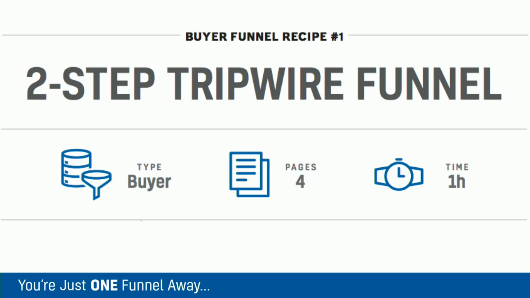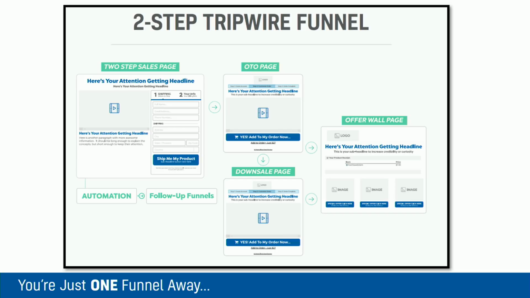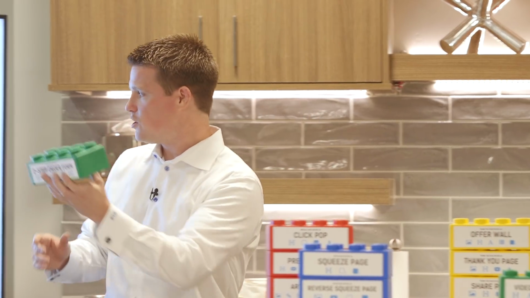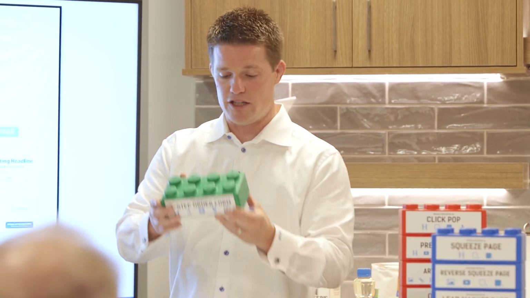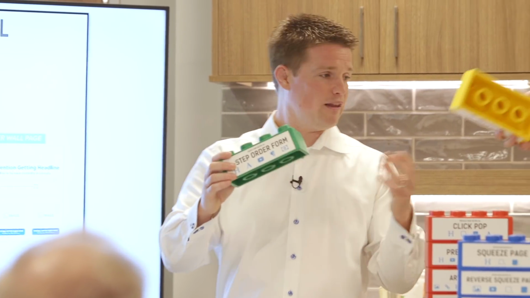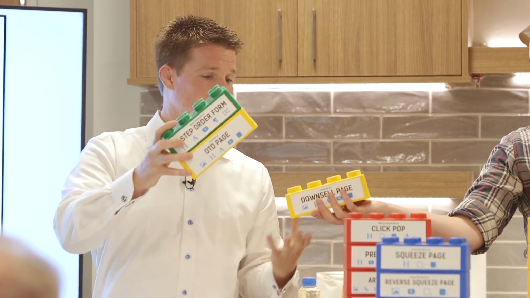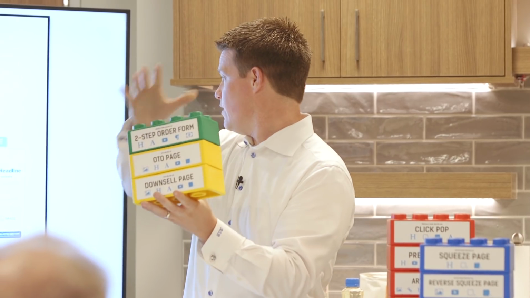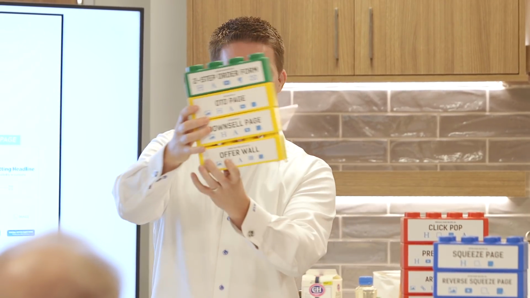So the first one is a 2-step tripwire funnel. It's probably one of my favorites in the world. Step number 1 is a 2-step order form page. Boom. Number 2 is then we need an upsell page. So they just bought this thing. We have an upsell, and then we're also going to give them a downsell because maybe they don't want the whole thing. And then we need an offer wall page. Boom, and there we go.